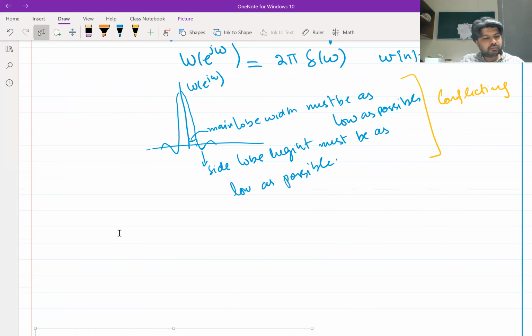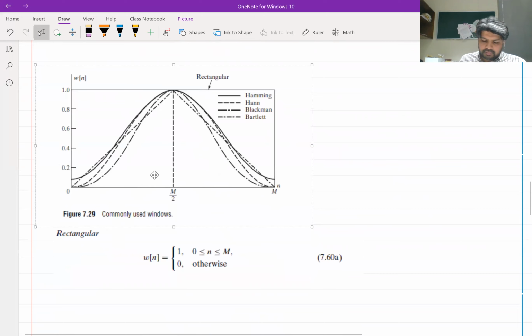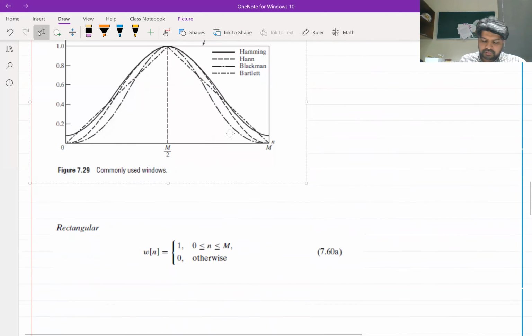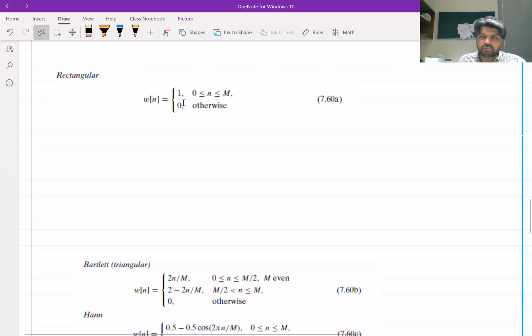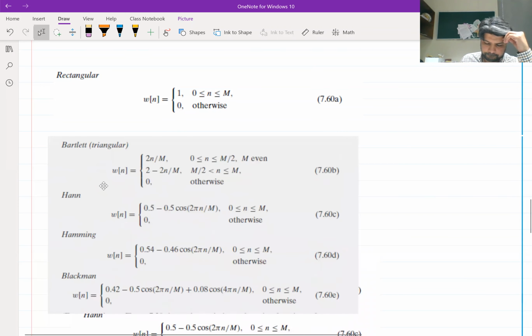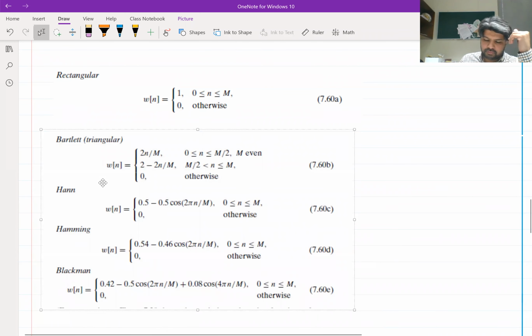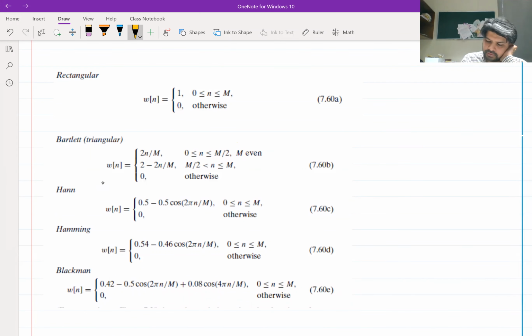So now we can look at different windows, which people have proposed. So one of the windows is what is called the rectangular window. A rectangular window is equal to 1 for n equals 0 to M, and it is 0 otherwise. So there are other windows as well. So this Bartlett window is a triangular window, in which you increase like this.